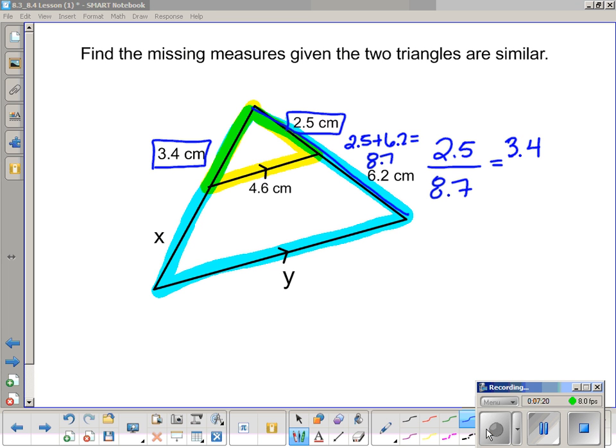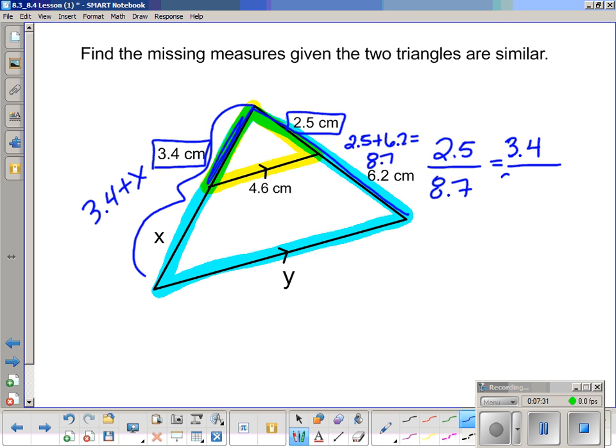We just left off with 3.4 here. And if we did the small side of it, we have to do the whole side of that big triangle. So we do 3.4 plus x. So that's going to be over 3.4 plus x. So again, I'm going to cross multiply. And when I cross multiply, I'm going to get 2.5 parentheses, don't forget your parentheses, plus x equals 3.4 times 8.7, which is 29.58.